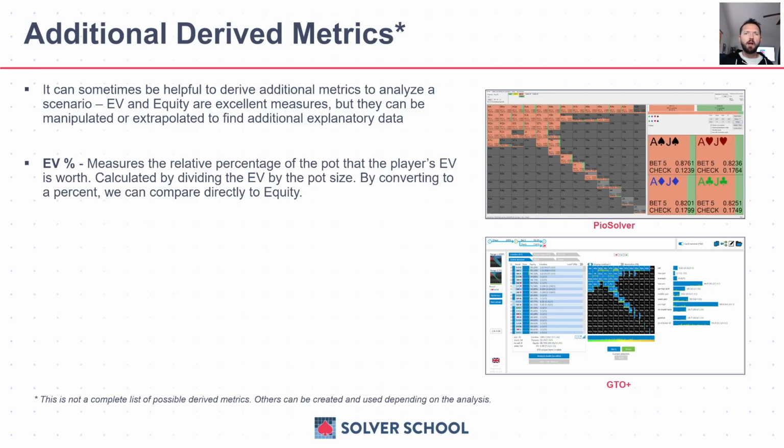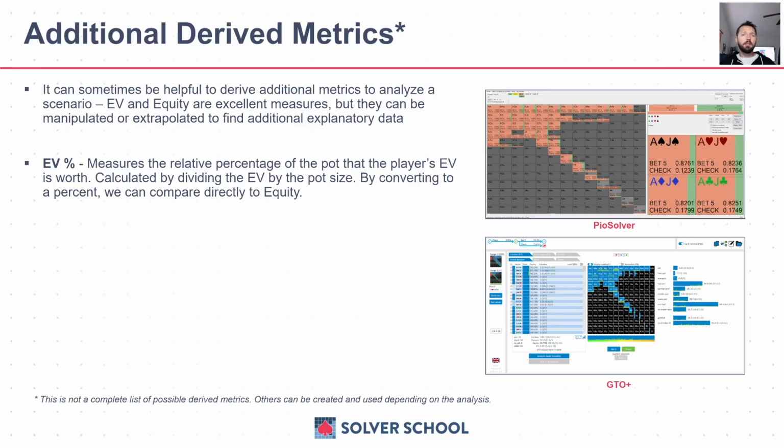So I have a few of these here, and I've covered a couple of them already, but I'll introduce a few derived metrics. But it's important to note that this is not a complete list. Others can be created, others can be used depending on the analysis. But the first metric that I'll go through is the EV percentage, which measures the relative percent of the pot that the player's EV is worth. It's calculated by dividing the EV by the pot size.